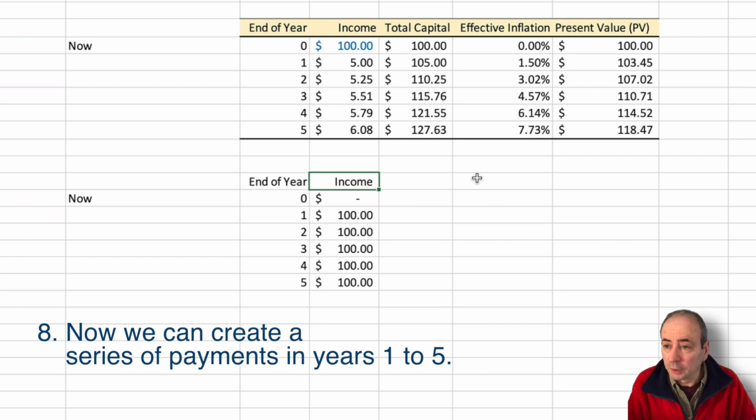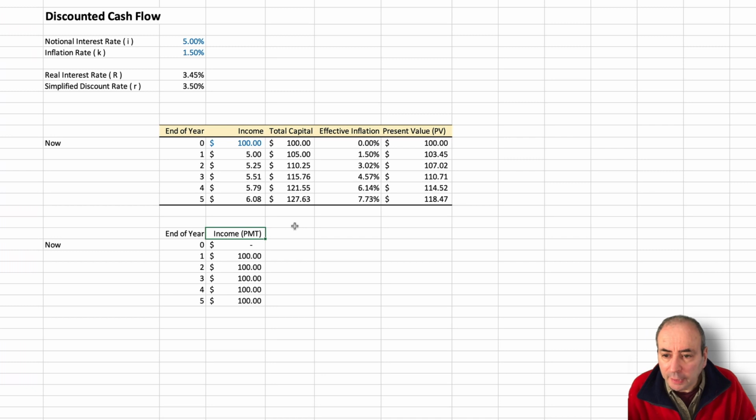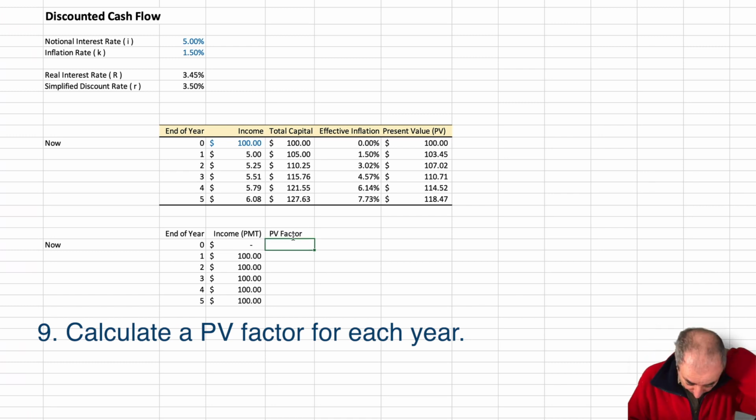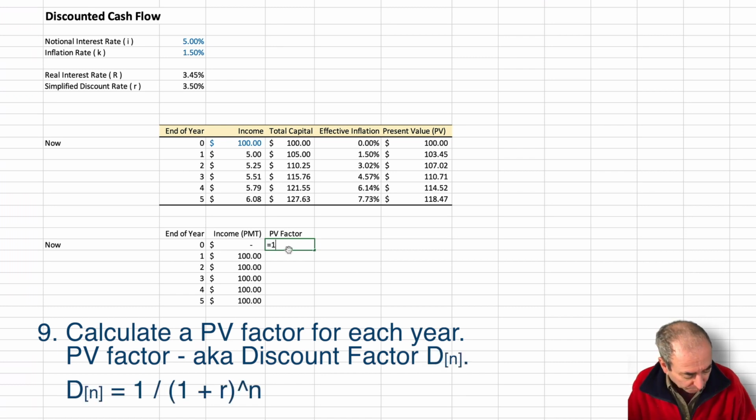Now I want to introduce an additional piece of discounted cash flow jargon. We're going to refer to those income streams as payments and give them the abbreviation PMT. Now we want to take into account inflation and interest. So we're going to calculate a present value factor which allows us to do that. And the present value factor, or the discount factor, is calculated as 1 divided by 1 plus our discount rate. And we're going to use the simplified discount rate there. We're going to use our function F4 to lock the cell, all raised to the power of the year.